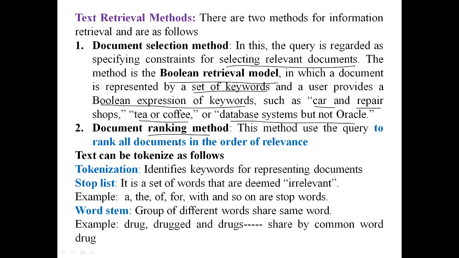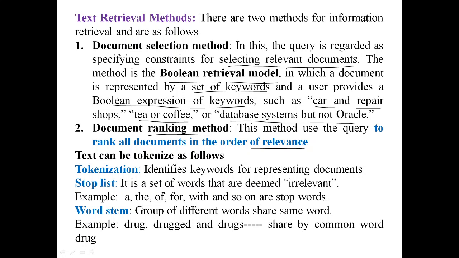We may go on to the ranking method, where you rank the documents in order of relevance. When taking the order of relevance, generally the text is processed using tokenization, stop list or word stem. Tokenization is nothing but identifying the keywords for the representation of a document.